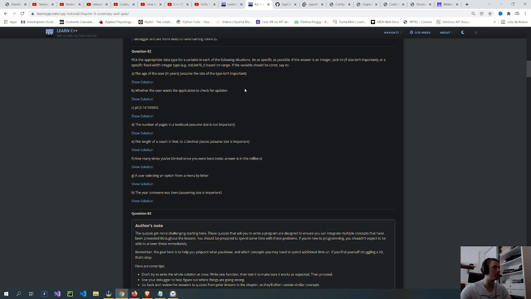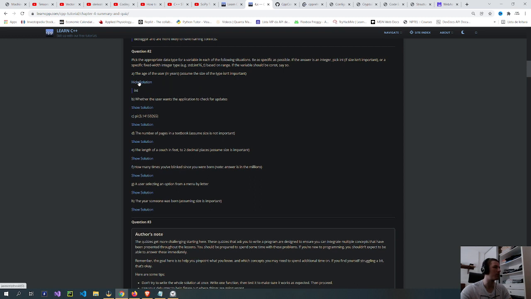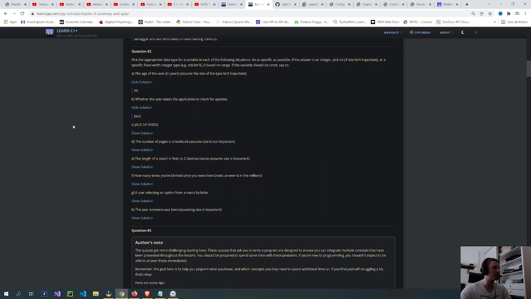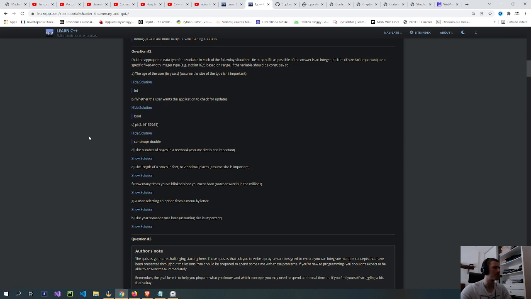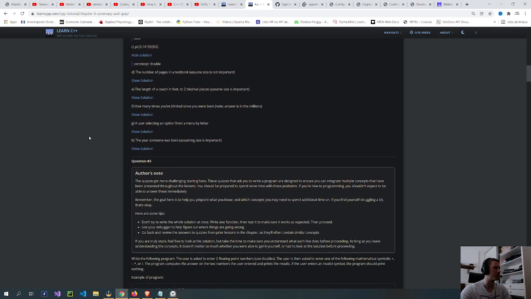The age of the user in years, assume the size of the type is important. So this is gonna be an int. Whether the user wants the application to check for updates. I don't understand this question. We're just gonna say Boolean. Constexpr, because it's a constant and it's not gonna be dependent on runtime.